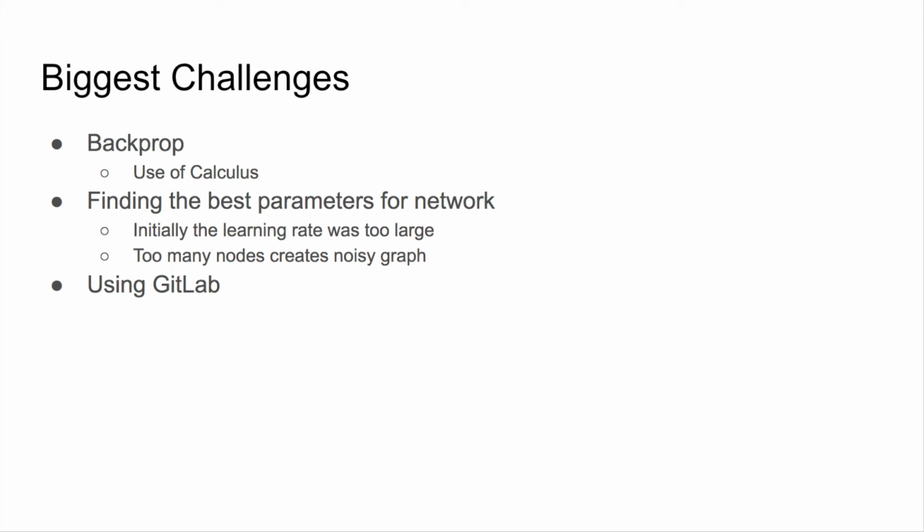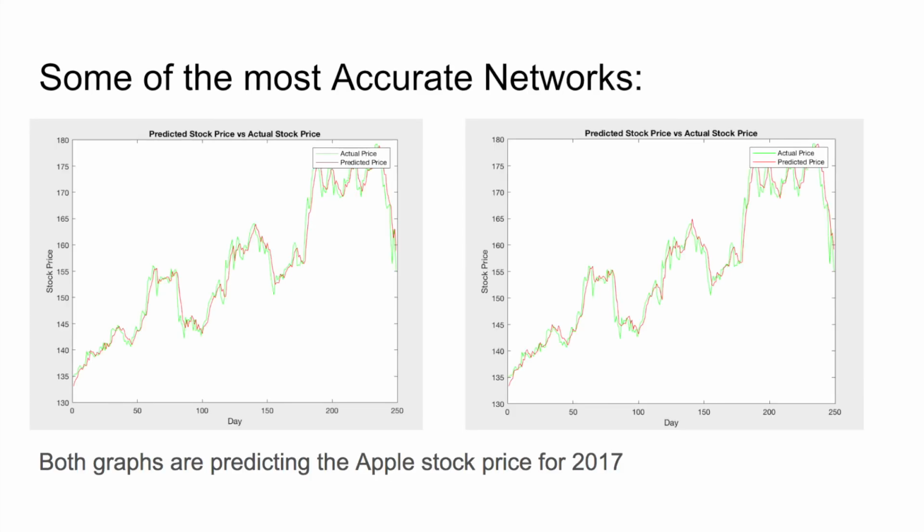We also had to do a lot of trial and error to find the best parameters for the network. We were initially using a learning rate that was way too large, and our numbers were all going to infinity. We also found that too many nodes created a noisy graph. A final challenge we had was learning how to use Git and GitLab for version control, as this was both of our first times using Git. Here are some of our best results trained using stock data from Apple in 2016 and tested using 2017 data.